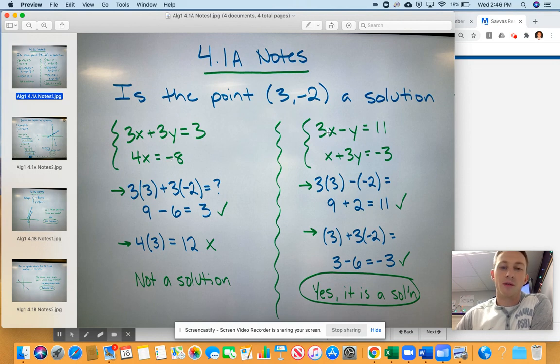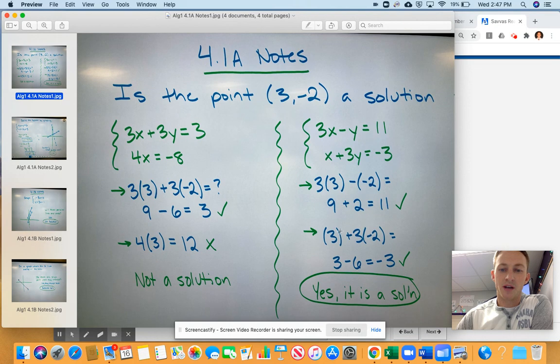Now over here we have 3x minus y equals 11, and x plus 3y equals -3. Again, we're going to take the x and the y and plug them in for the x and the y. So 3 times 3 minus a -2. 3 times 3 is 9. A negative times a negative is a positive, and we just have 2, right? So 9 plus 2 is 11. That checks out with that.